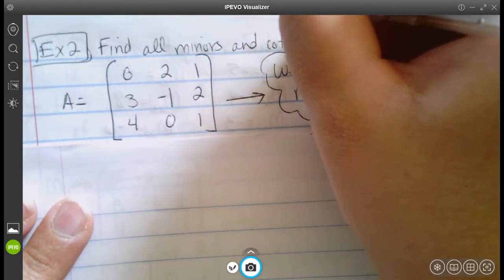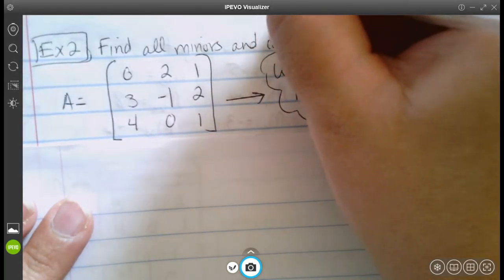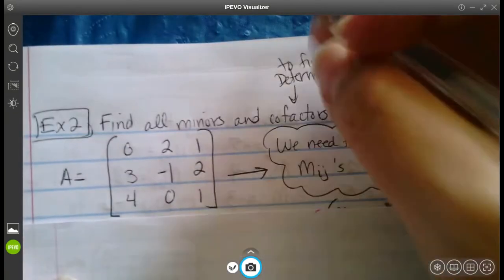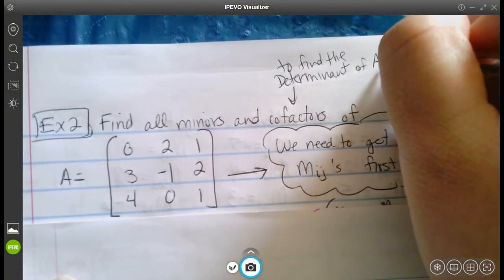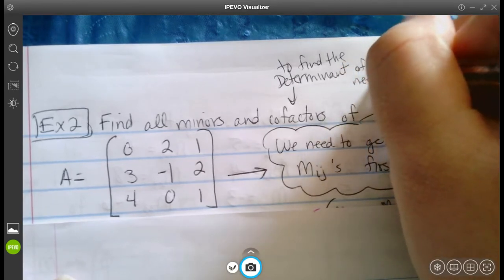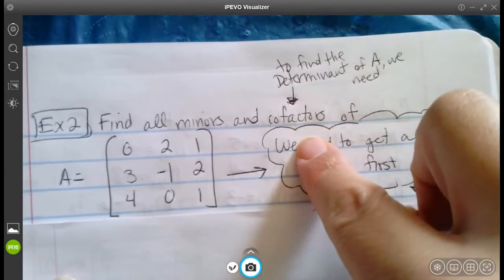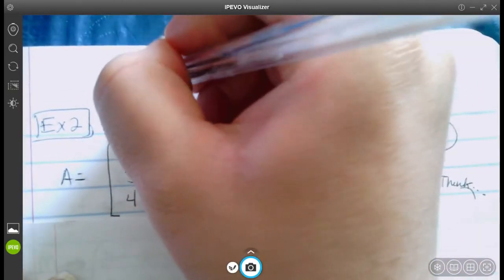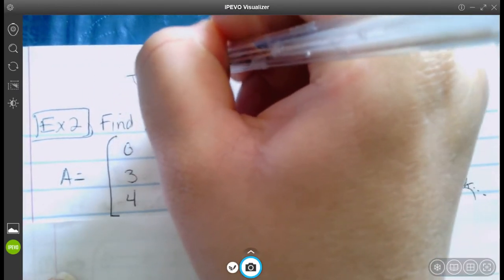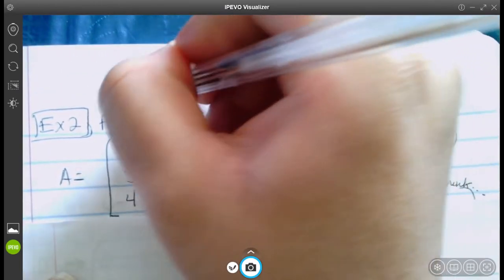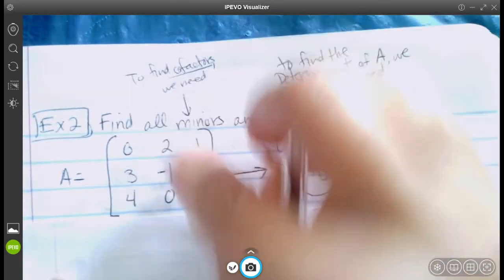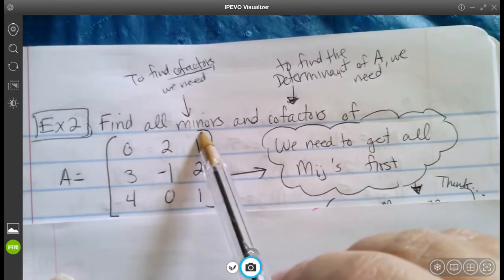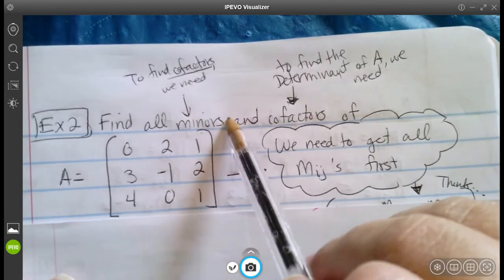I guess I can write it out. To find the determinant of A, we need cofactors. But to find cofactors, we need minors. So in other words, if we have to find the determinant, we're going to have to find the minors, because this requires this, but this requires that. If that makes any sense.